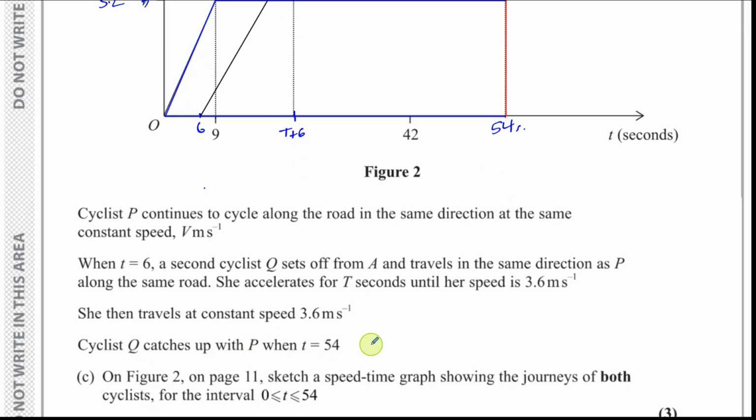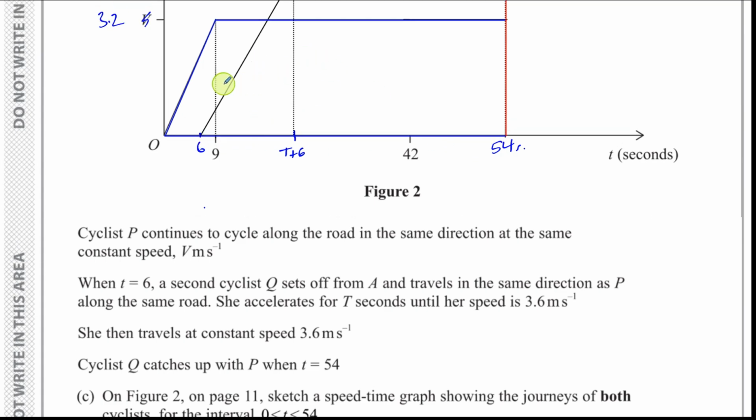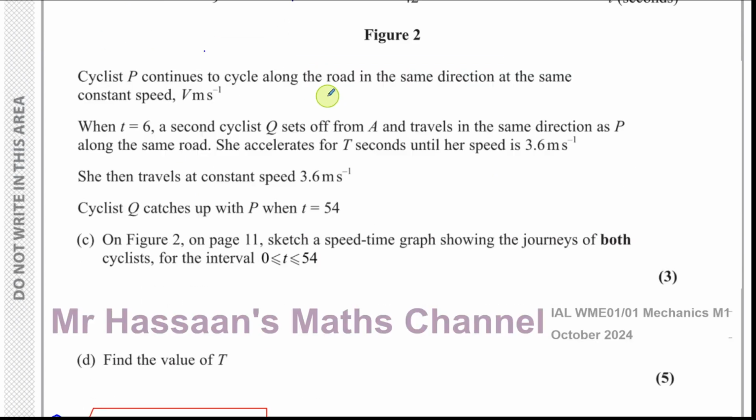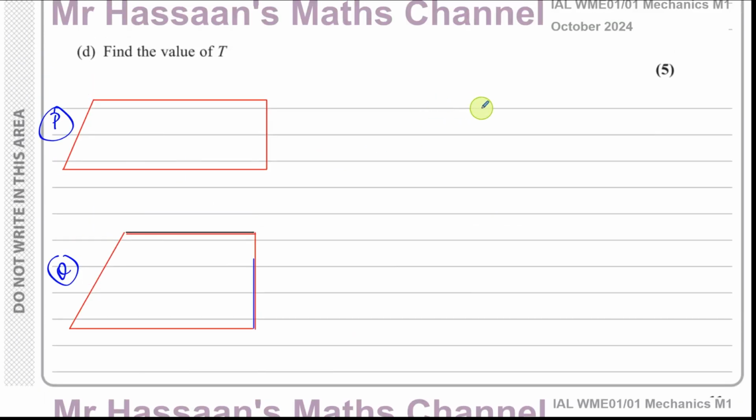Cyclist Q catches up with P when t equals 54. So that means they've traveled the same distance. So these two trapeziums represent the same distance. Okay, so I know that the area of a trapezium is given by the formula 1/2 times (a plus b) times h. Or you can say h over 2 times (a plus b), where h is the distance between the parallel sides.